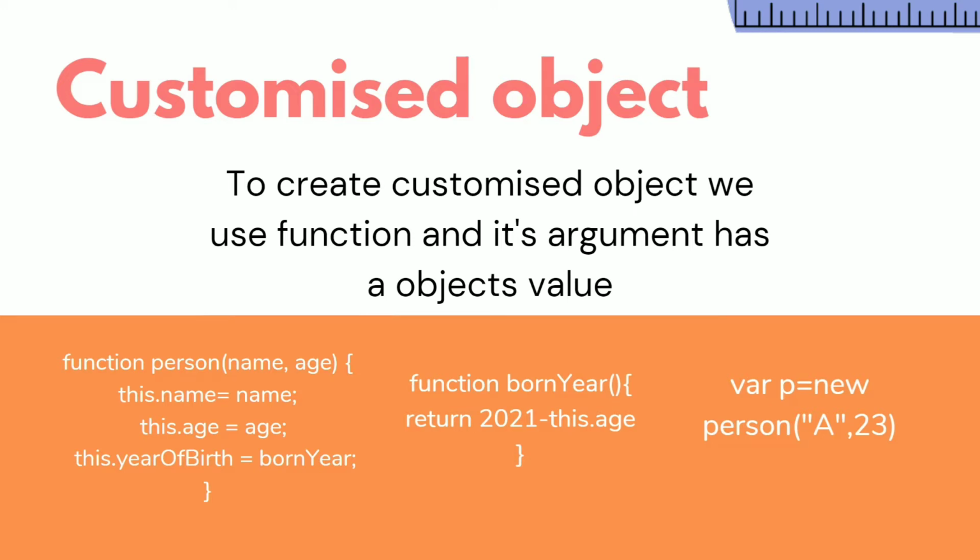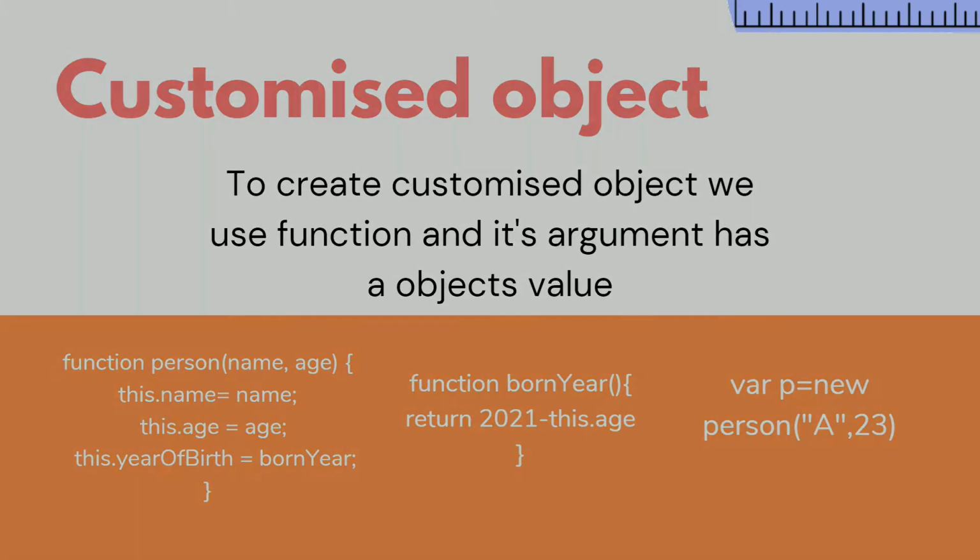It came to know about his age, which is 23, and in the function bornYear, it is going to return 2021 minus 23, which is 1998, and it is going to save the year of birth as 1998. And this is how we create our customized object.